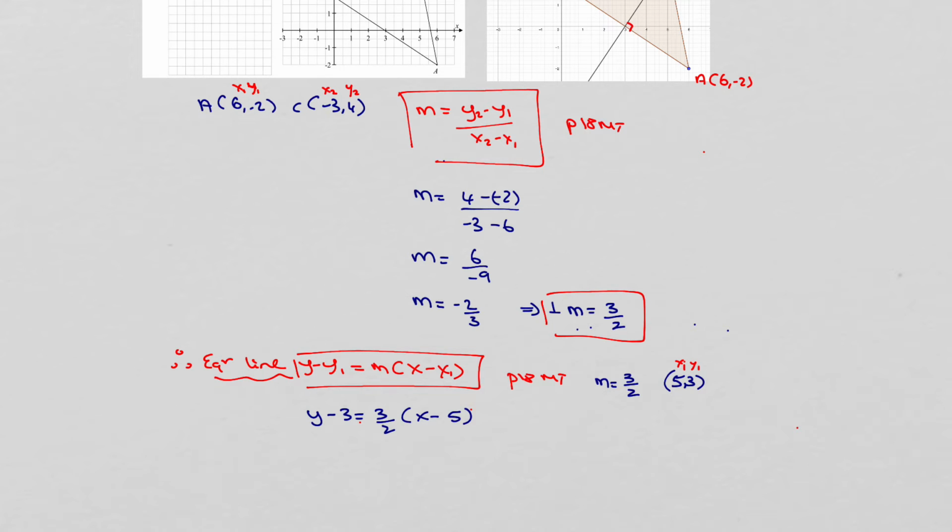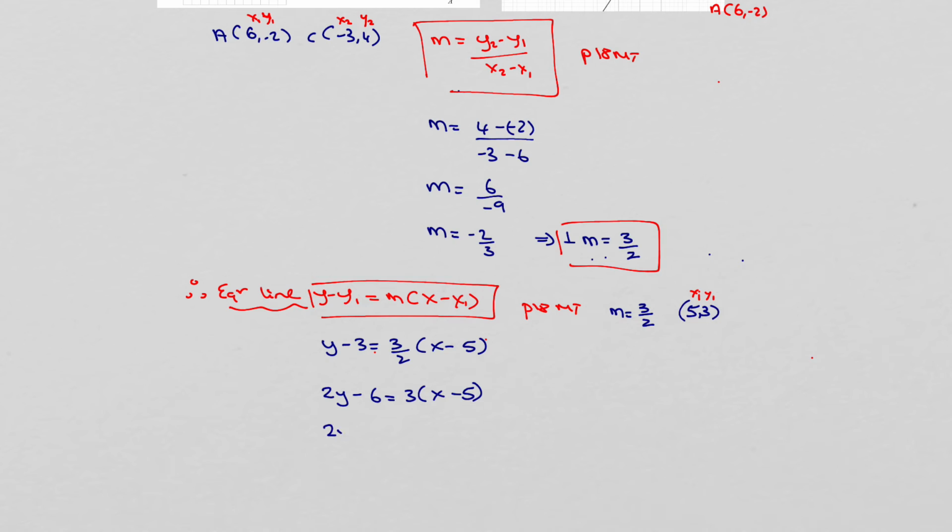So of course we want to tidy that up and write it in the form of ax plus by plus c. So I'm going to multiply everything across by 2. So it gives me 2y minus 6 is equal to 3 times x minus 5. And then multiply out my brackets. So I have 2y minus 6 is equal to 3x minus 15. And I'm going to write it in the form of ax plus by plus c. Adding 6 to both sides would be minus 15 plus 6, which is, of course, minus 9. So therefore, that's the equation of the line through B perpendicular to AC.